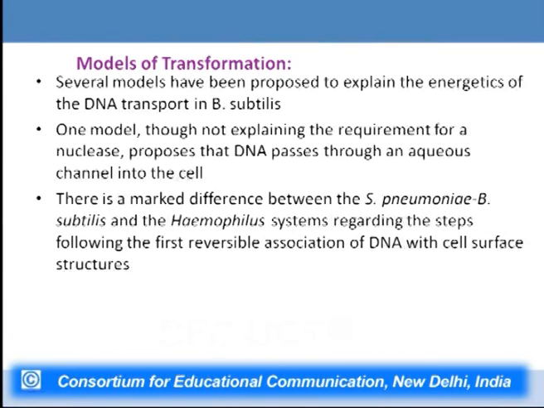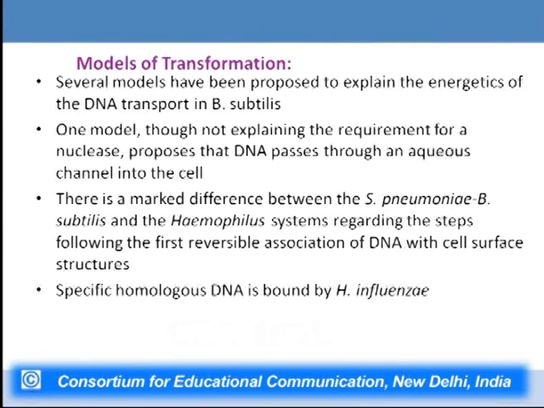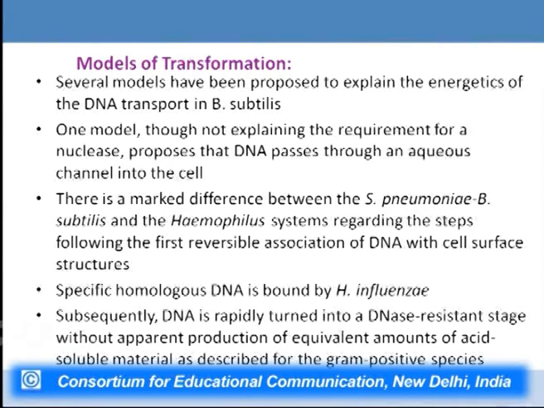However, there is a marked difference between S. pneumoniae and Haemophilus systems regarding the steps following the first reversible association of DNA with cell surface structure. Only specific homologous DNA is bound by Haemophilus influenzae under normal conditions. Subsequently, DNA is rapidly turned into a DNase resistant stage without apparent production of an equivalent amount of acid-soluble material as described for the gram-positive species.